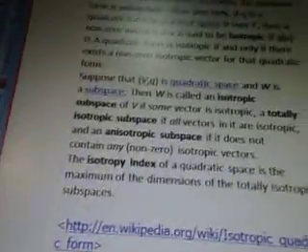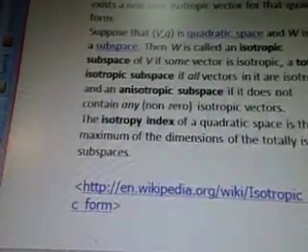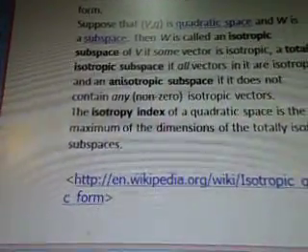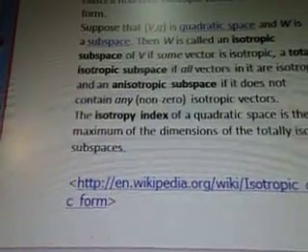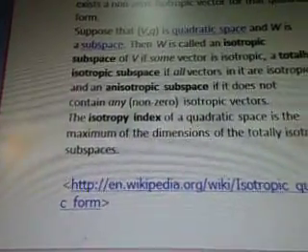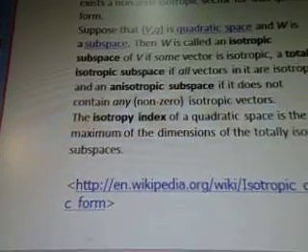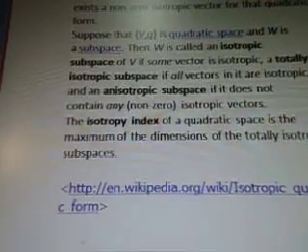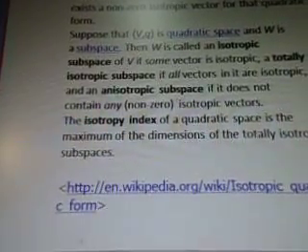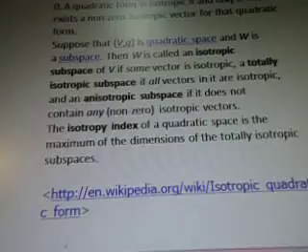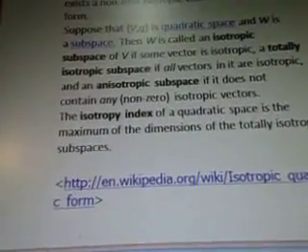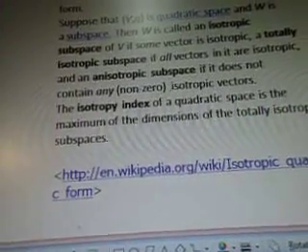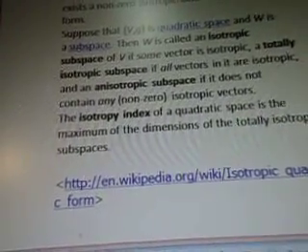Real short, 2 minutes. Okay, suppose that (V, Q) is a quadratic space and W is a subspace. W is called an isotropic subspace of V if some vector in it is isotropic, a totally isotropic subspace if all vectors in it are isotropic, and an anisotropic subspace if it does not contain any non-zero isotropic vectors. I have no idea what that means. I'm lost. The isotropy index of a quadratic space is the maximum of the dimensions of the totally isotropic subspaces.